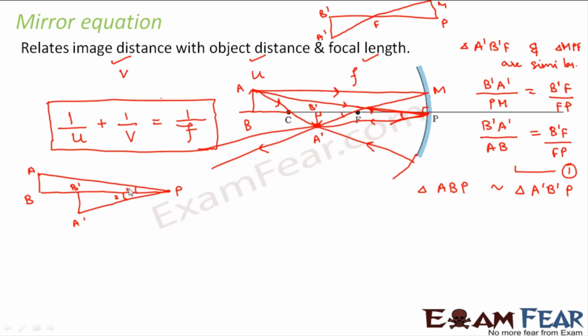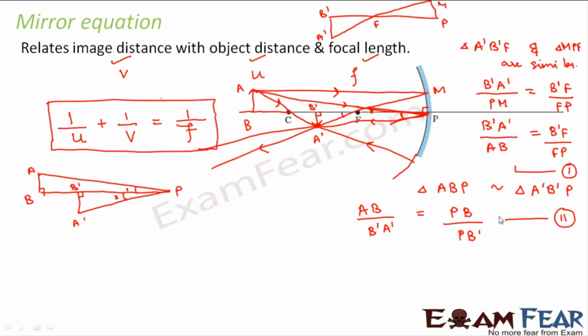So if you compare these two triangles and these two angles are similar, this is 90 degrees, this is 90 degrees, so these angles will also be equal. So by AAA similarity, these two triangles will also be similar. Therefore by property of similarity in this case also, we can say that AB divided by B'A' is equal to PB divided by PB'. So let me call this equation 2.